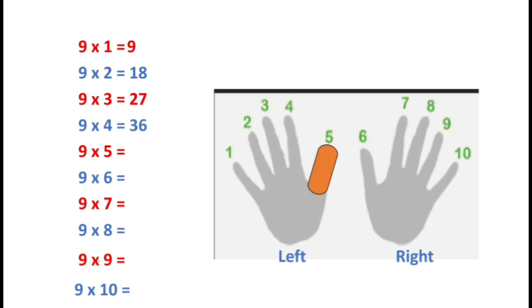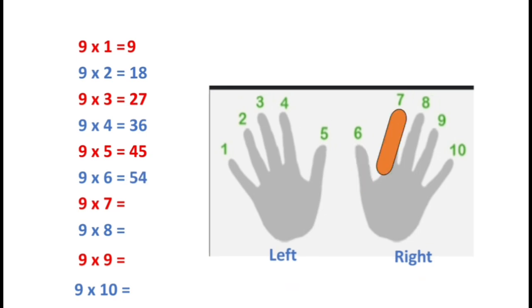9 fives. So we are going to shade the fifth finger. Before the fifth finger, I have 4. And after the fifth finger, I have 5. So what is that? 45 I get. 9 sixes are 54.